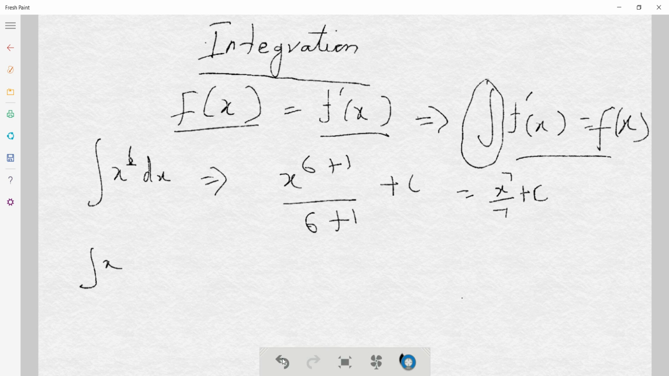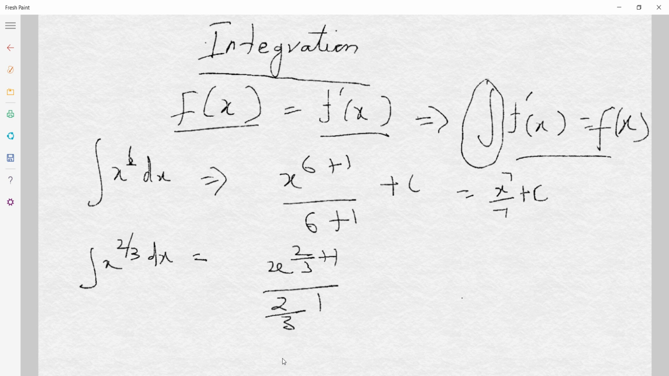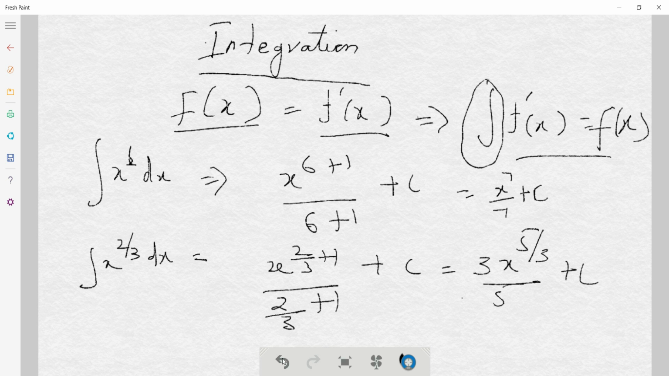x to the power 2 by 3 dx, right? So as usual, if you remember, here n equals 2 by 3, right? So we can write this as x to the power 2 by 3 plus 1 divided by 2 by 3 plus 1, plus c. That will equal something like 3 x to the power 5 by 3 divided by 5, plus c, right? Sounds straightforward, right? Okay, cool. Let's do more examples so that it becomes clear. So this is an example of very straightforward integration, right? So let's do the case when we have a sum of integrands. So I'll show you what I meant by that.